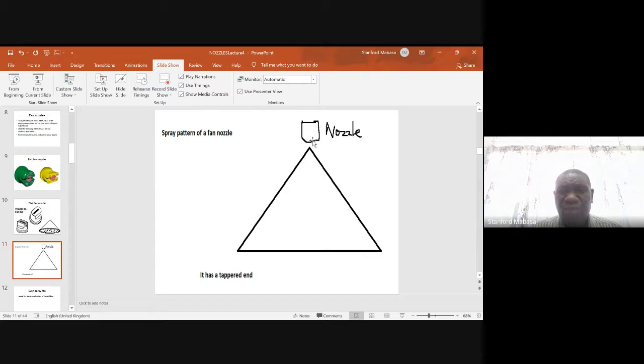Here is your position of the nozzle. And this is the shape of the spray out.